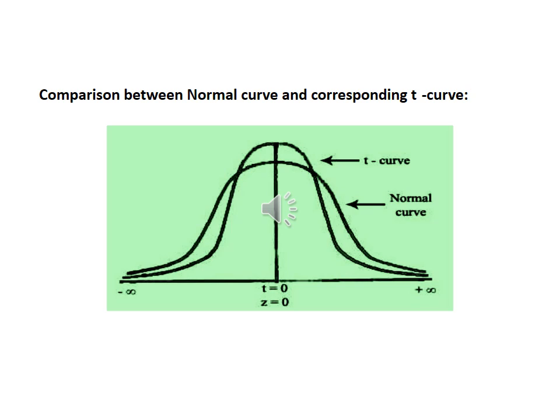In this picture you can see the comparison between the normal curve and the corresponding t distribution curve. It looks almost similar. When the sample size is high, the t distribution goes to the normal distribution.